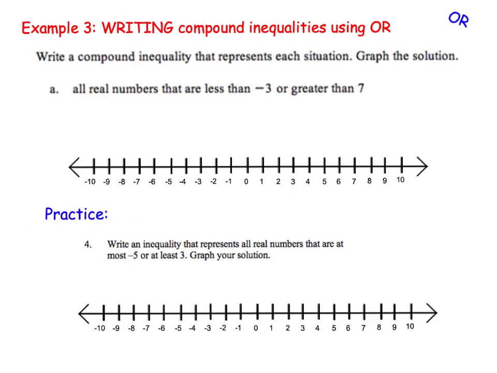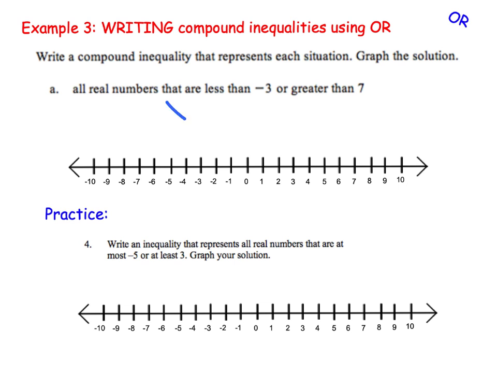So let's switch now and go back to writing compound inequalities, except this time we're going away from "and" and we're going to look at our conjunction of "or" that's going to join the two inequalities together. In this case, we're asked to write a compound inequality where all real numbers are less than -3, or, there's that word, greater than 7. This one, you'll see, has to be written separately.